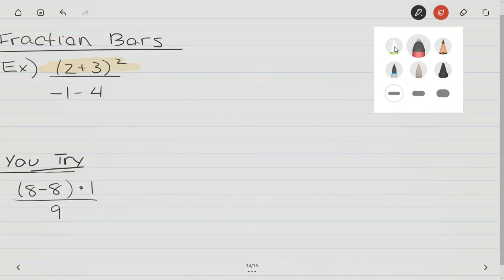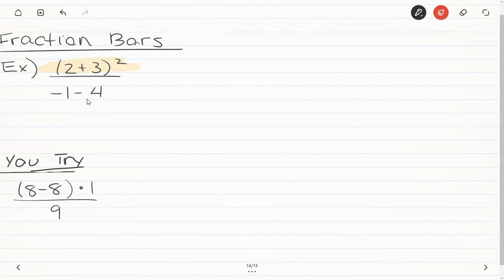So if I'm looking at just the top, what would I solve first? Well, I'd have to solve this grouping part first. So 2 plus 3 would give me 5, and then I attack it with that exponent, so 5 squared. And then 5 squared is really like 5 times 5, so I get 25. Okay, that was not too bad. Let's do the bottom.